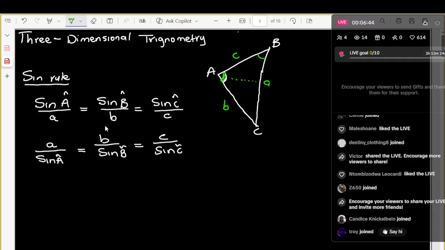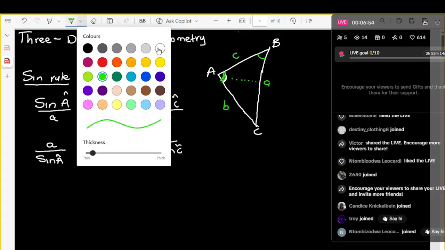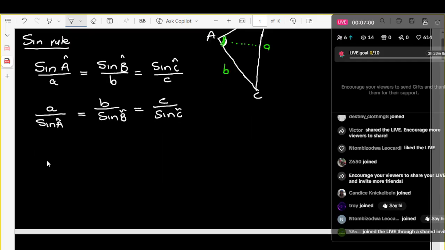Okay, now let's look at the cos rule. Remember, in any triangle, we are talking about how we can find the missing sides. So now I'm just going to go straight to the cos rule because these are the topics that we're going to work on now. We have the sine rule, the cos rule, and the area rule. So the cos rule goes like this.